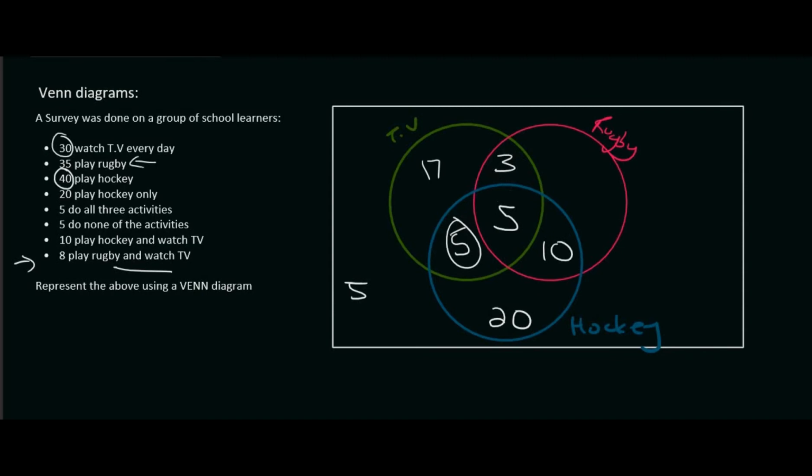And then for rugby, they say there are 35 people. Well, that's already 10, 15, 18, so 17 people go over there. And that's it, guys. That is how you complete a Venn diagram.